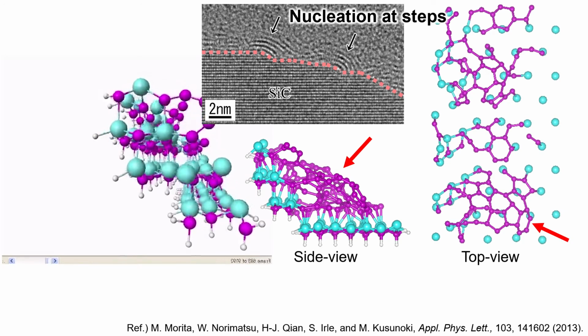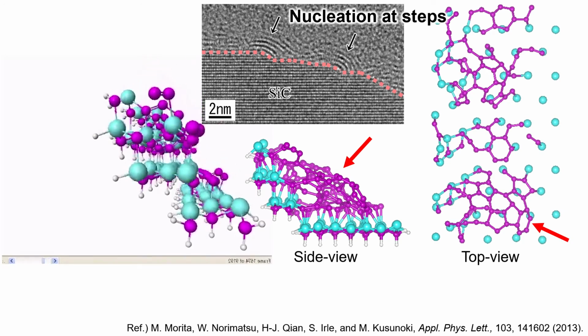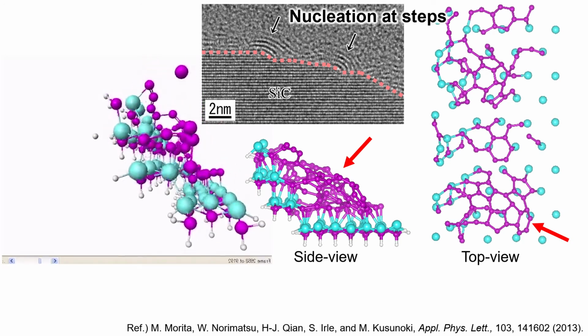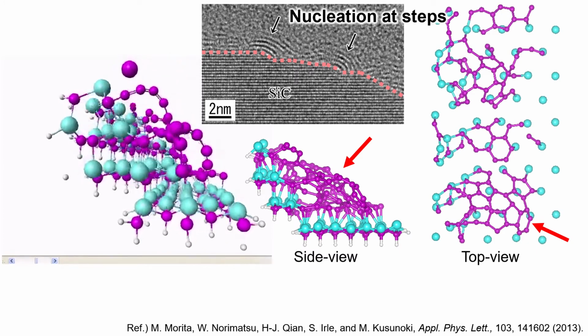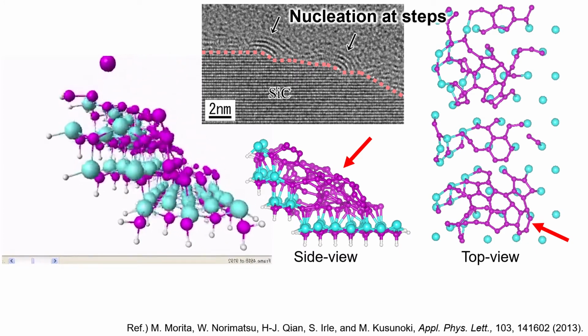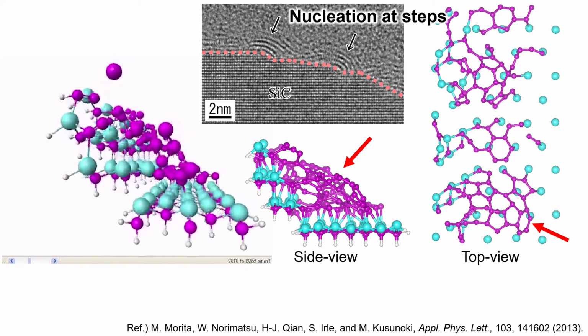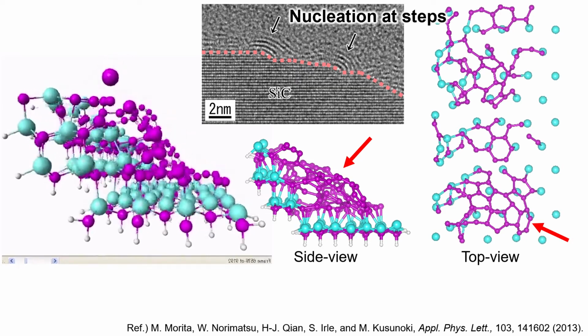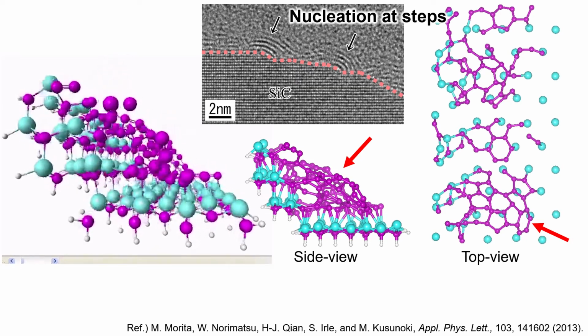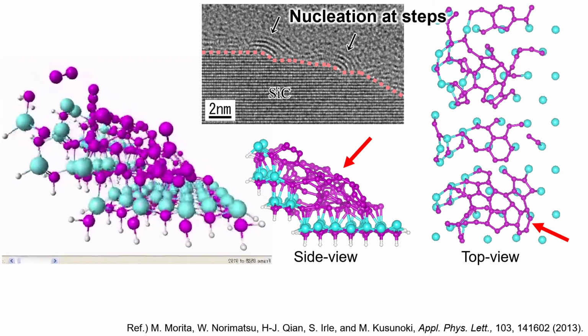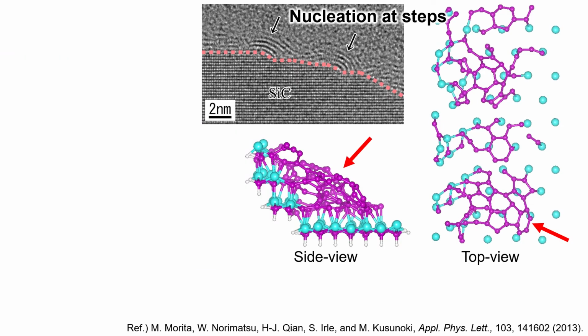Nucleation at steps was also confirmed by theoretical calculation. Carbon atoms after silicon sublimation are shown by purple balls. Purple carbon increases after blue silicon leaves. Finally, carbon atoms form a network as shown by red arrows. It was also understood that the carbon network was hard to form without steps.